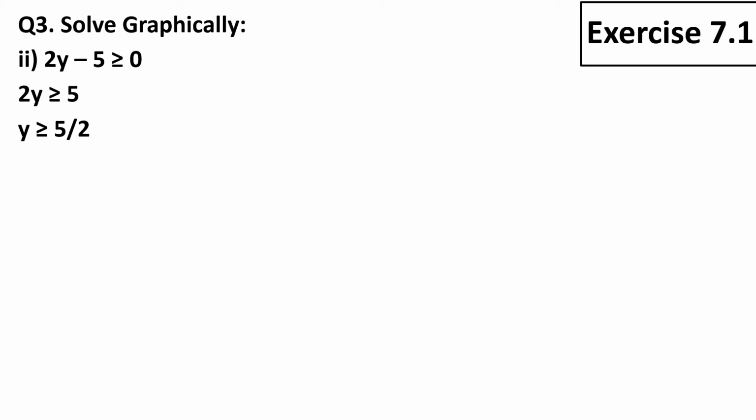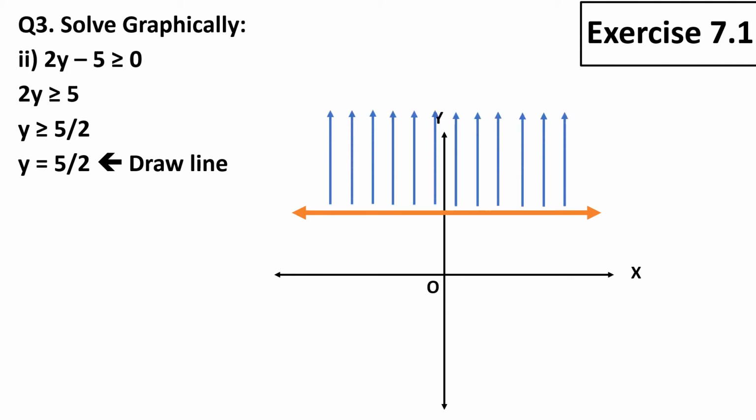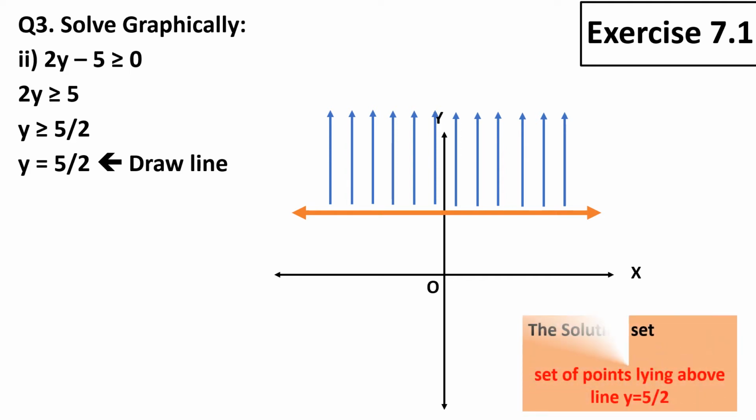For drawing the line, consider the equation as y is equal to 5 by 2. So I am supposed to draw a line at y is equal to 5 by 2. It will be on the positive y axis. Now here I have the inequality y greater than or equal to 5 by 2, means the collection of all the points which are having values greater than 5 by 2. So my solution for this case will be the set of points lying above the line y is equal to 5 by 2.